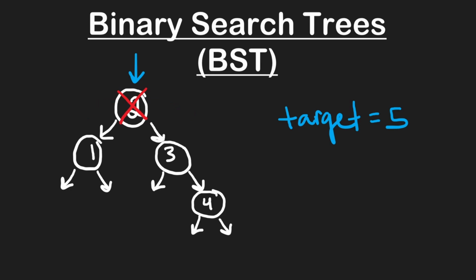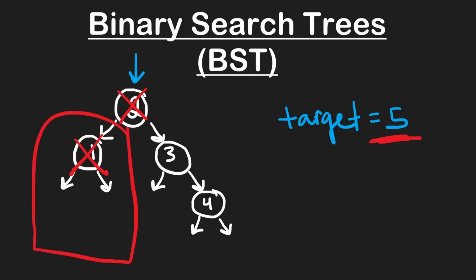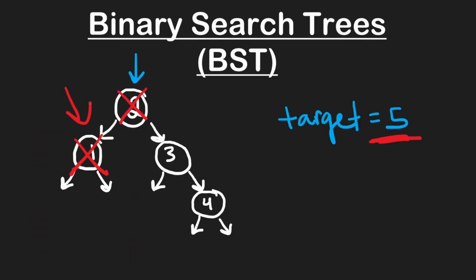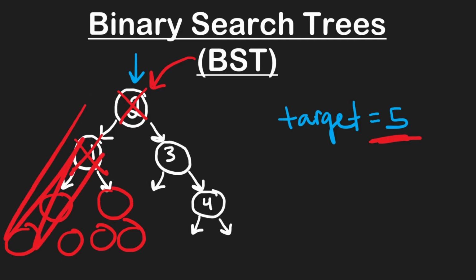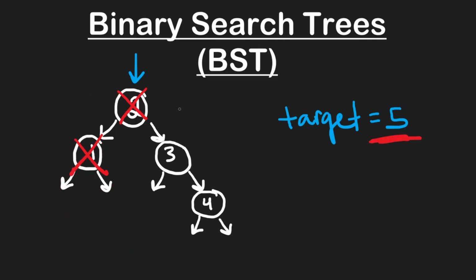Well, we know with binary search trees, all values greater than 2 are going to be on the right side. So if 5 exists, it must be somewhere over here. By making that comparison, we not only eliminated this value, but we also eliminated everything in the left subtree. In this case, it's only one value, but it could have been a bunch of nodes. And by doing a single comparison, we eliminated roughly half of the possibilities. And then we would continue.